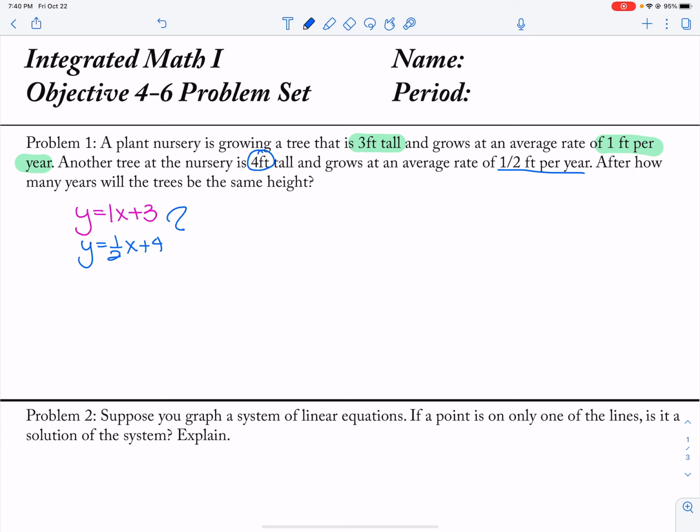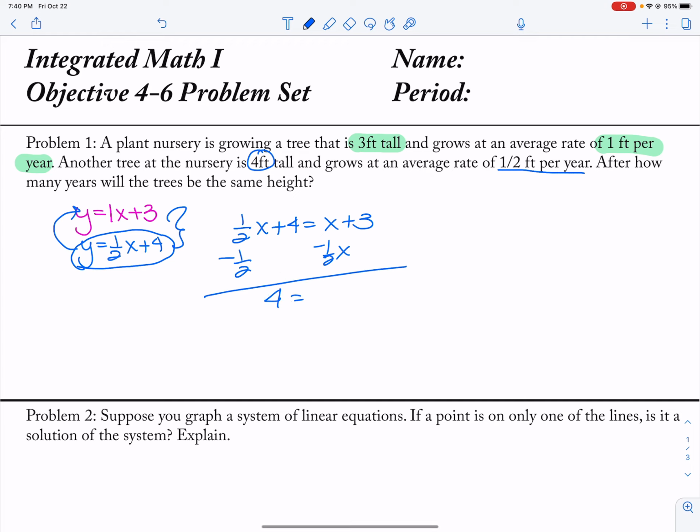So essentially what I want to do is go back to the way we did it with substitution. These are both y equations. So I'm going to set them equal to each other, meaning I'm going to take what y is here and plug it in here. So I have 1/2 x plus 4 is equal to x plus 3. So I'm going to subtract 1/2 x from both sides. And I get 4 is equal to 1/2 x plus 3.